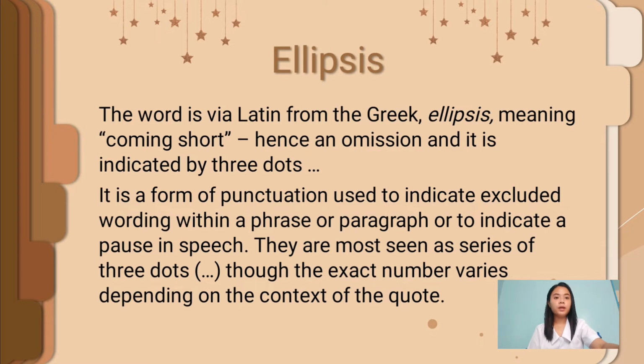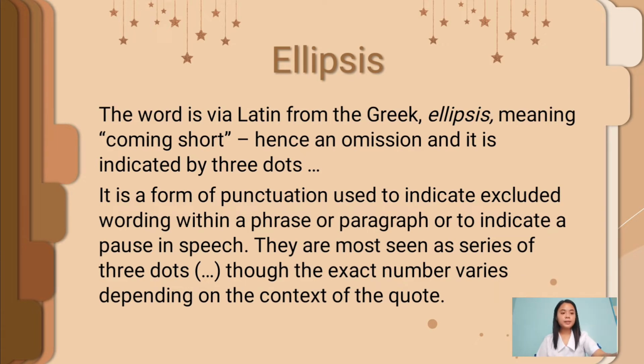So I guess you already heard the word ellipses, right, in your senior high school? Yes. So what is ellipses? The word is via Latin from the Greek ellipsis, meaning coming short. Hence an omission, and it is indicated by 3 dots. It is a form of punctuation used to indicate excluded wording within a phrase or paragraph, or to indicate a pause in speech. They are most seen as a series of 3 dots, though the exact number varies depending on the context of the code.